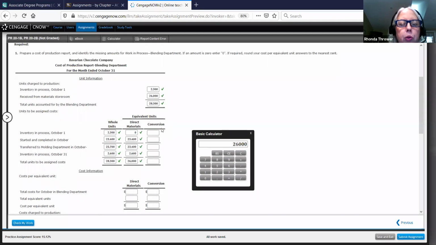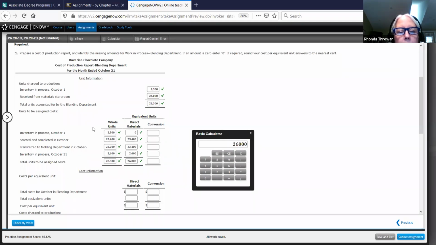Now we're going to move to conversion cost. Notice it's under equivalent units. So we're calculating our conversion equivalent units, the portion of the units that we could have finished during this period of time with respect to conversion. We're starting with our beginning inventory units.